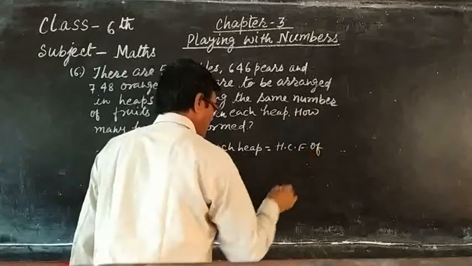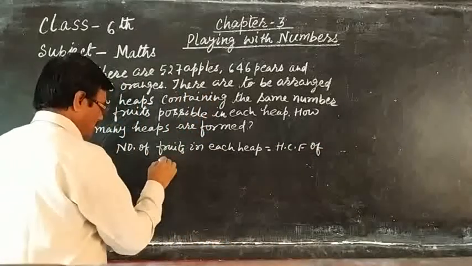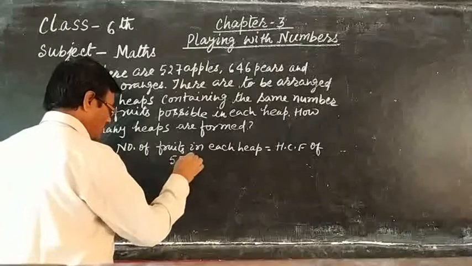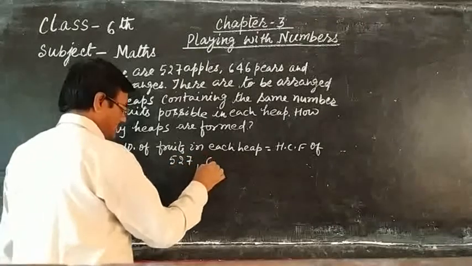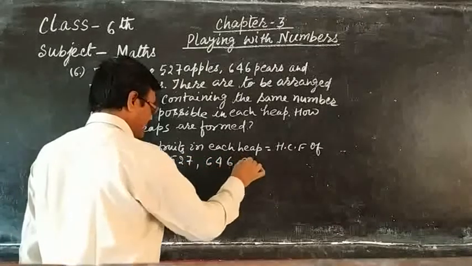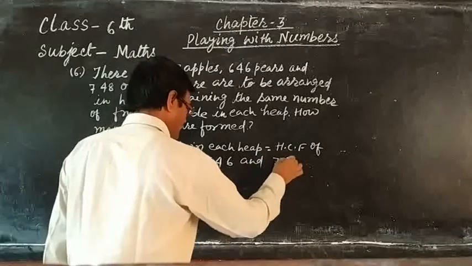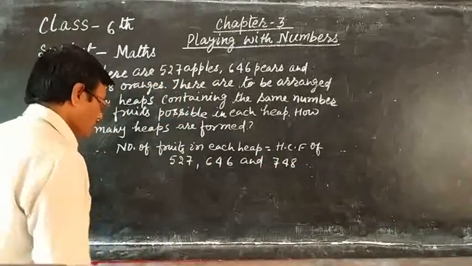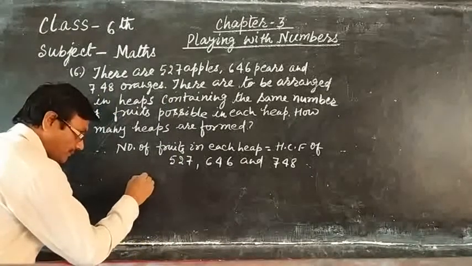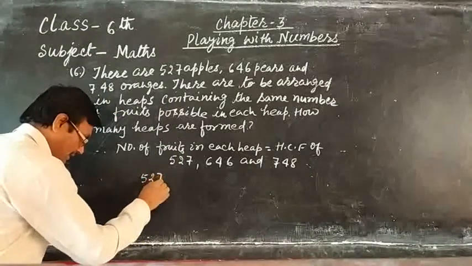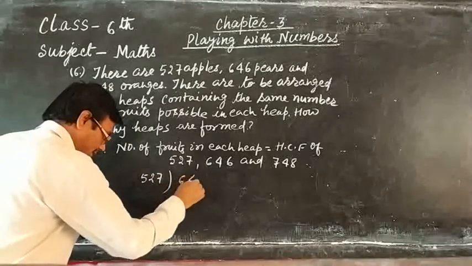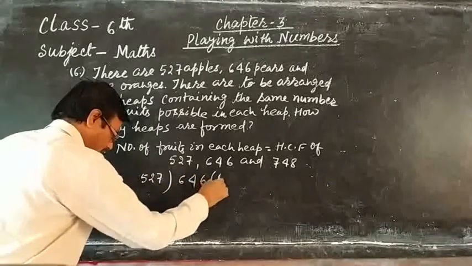the HCF of 527, 646 and 748. So right here, 527 divides 646 in one time.